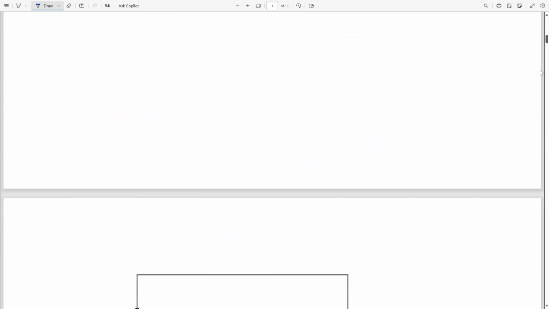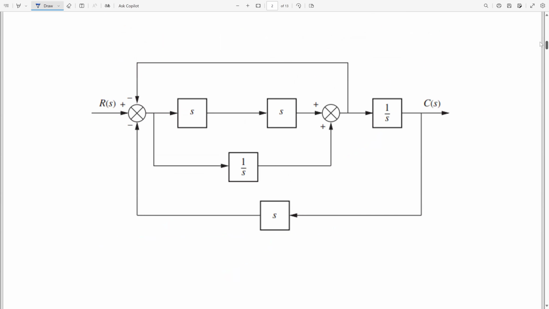So let's start with this question again. The first step to convert any block diagram into a signal flow equivalent is to identify the forward path. The forward path is just a straight line from the input to the output. In this case, our input is the R of S signal here, and our output is the C of S signal here. If I draw a straight line from this to the output C of S, then this right here is my forward path. Everything on this path is my forward path.